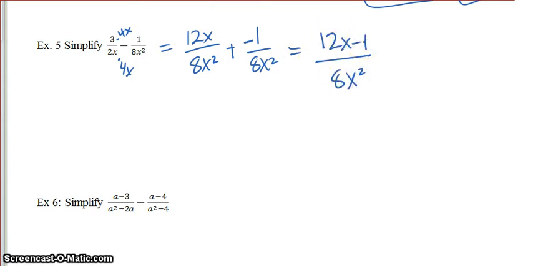And we have 8x squared. Can we factor anything out from the top? Nope. So therefore, that is our answer. Again, you cannot cancel out the 12 and the 8 because that 1 is connected to the 12x minus, or the 12x. Can't do anything.